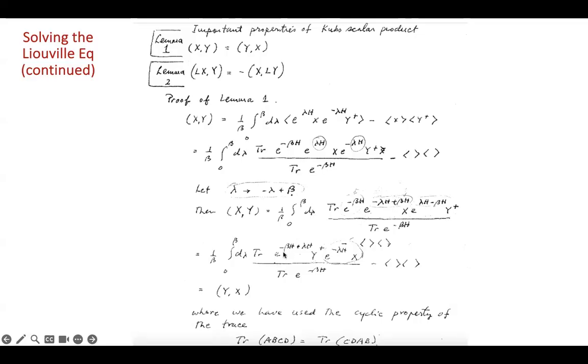So now what happens is e to the minus beta h plus lambda h y dagger, e to the minus lambda h, which is this guy here, times x. So therefore, this is the same as yx as long as the Hermitian part is there. So xy can be written also as yx. There's no problem. And here, as I said, I've used the cyclic property of the trace. So this proof is achievable: xy is equal to yx.